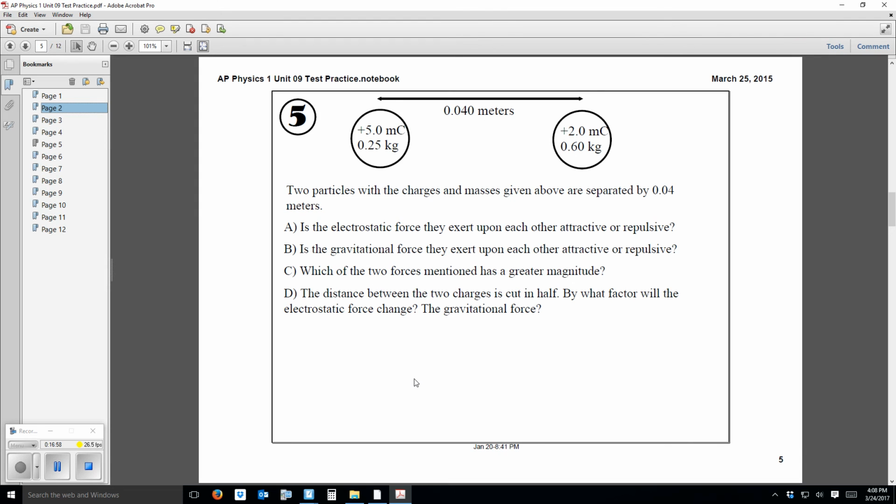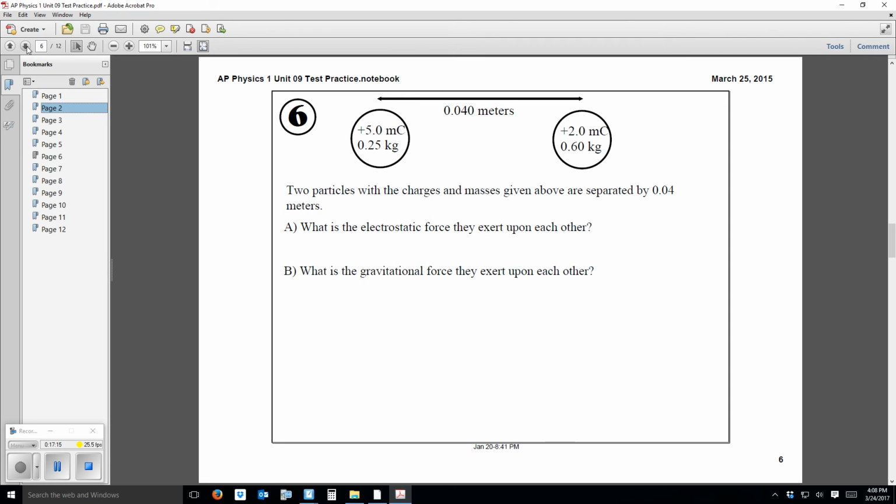Gravitational force, the exact same thing would happen there, because the electrostatic and gravitational force are both reliant on that inverse square of the distance. Being able to calculate both of those, you can show more specifically which one's bigger.